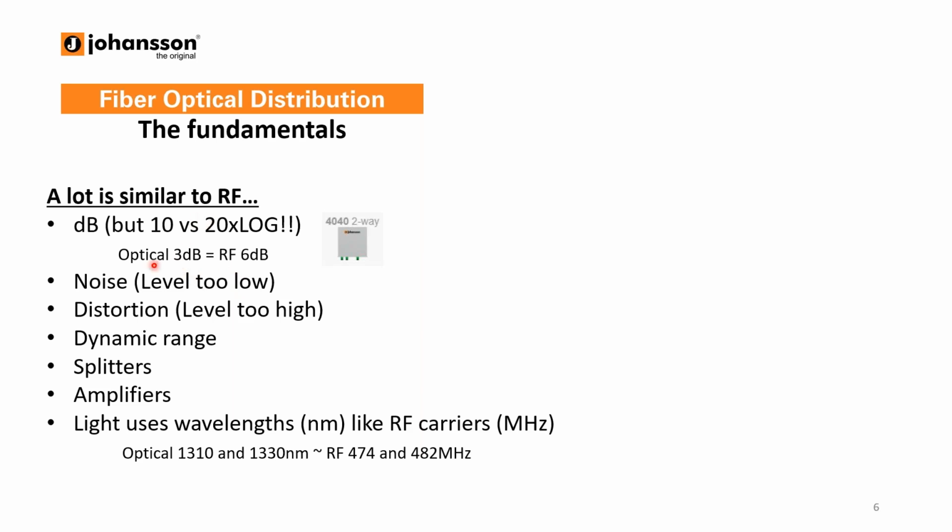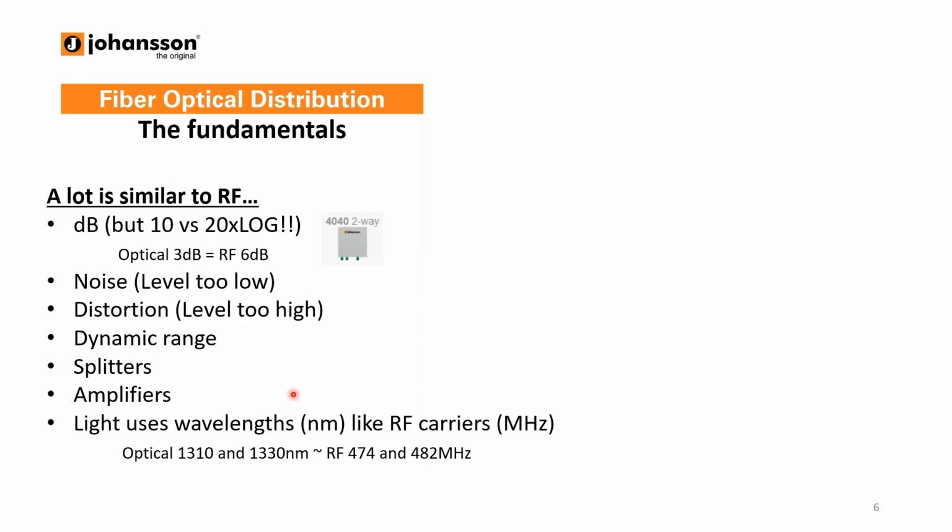We also talk about noise when the signal is too low, or distortion when the signal is too high. This gives you a dynamic range. I will talk about that a bit more in detail in the next slides. And from a product point of view, we also have splitters, amplifiers, all similar kinds of products we use in RF. But the difference is, of course, we don't talk in megahertz in optical, we talk in nanometers.